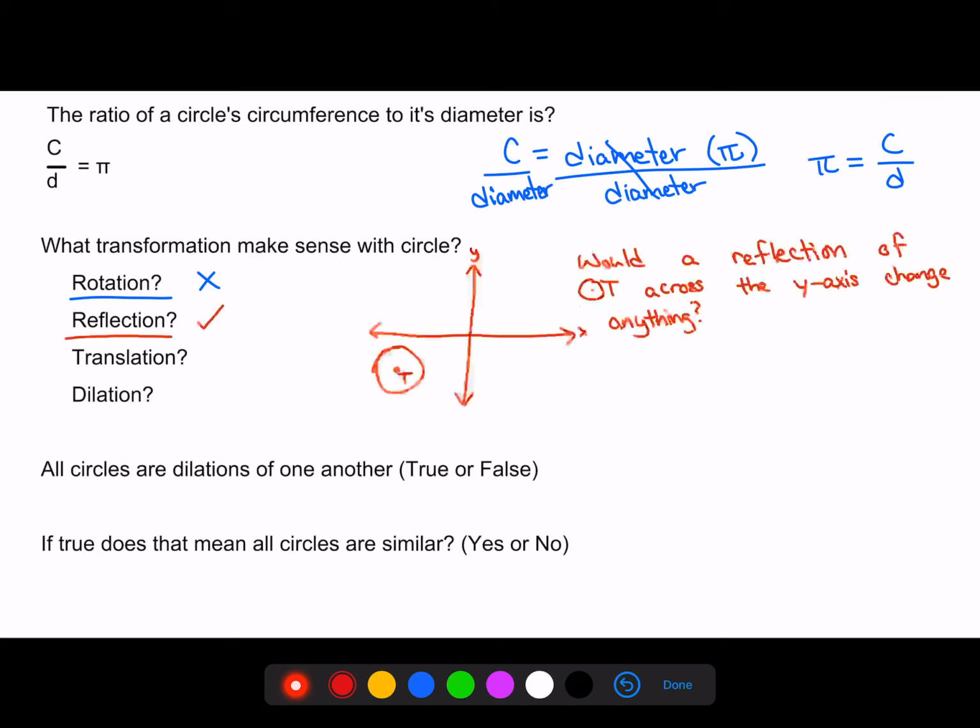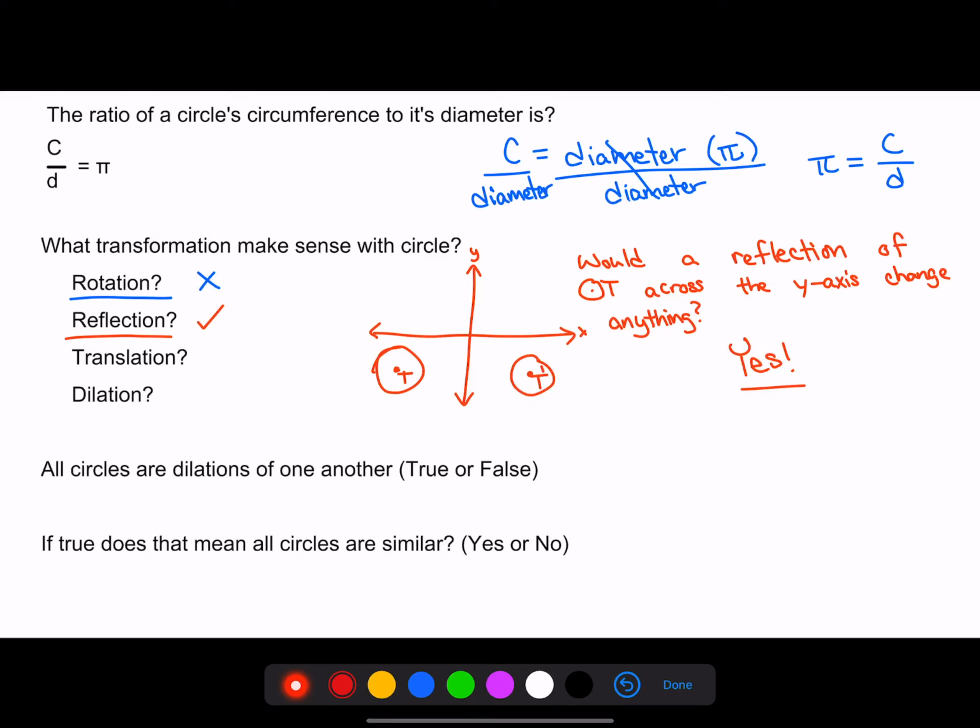Next, a reflection. Would a reflection of circle T across the y-axis change anything? Well, yes. It just changed the position of circle T. So just reflect over it, and then we'd have circle T prime on the other side. So yes.